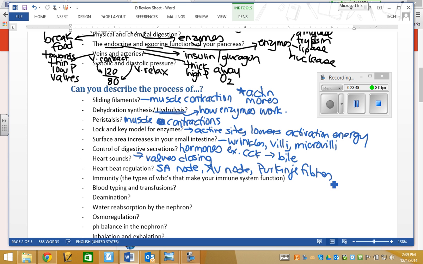Now for immunity, there are 5 types of white blood cells. Your B cells, and then for the T cells, there are killer T, helper T, suppressor T, and memory T cells.